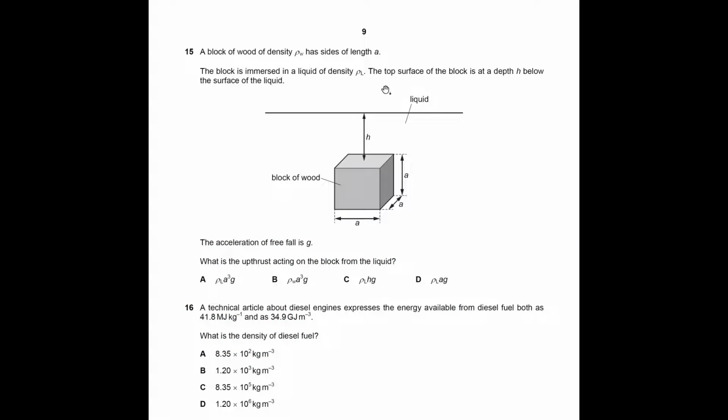Okay, now for question 15, they mentioned that you have a block of wood of density rho W that has sides of length A. The block is immersed in a liquid of density rho L. The top surface of the block is at the depth H below the surface of the liquid. The acceleration of free fall is g. What is the upthrust acting on the block from the liquid?